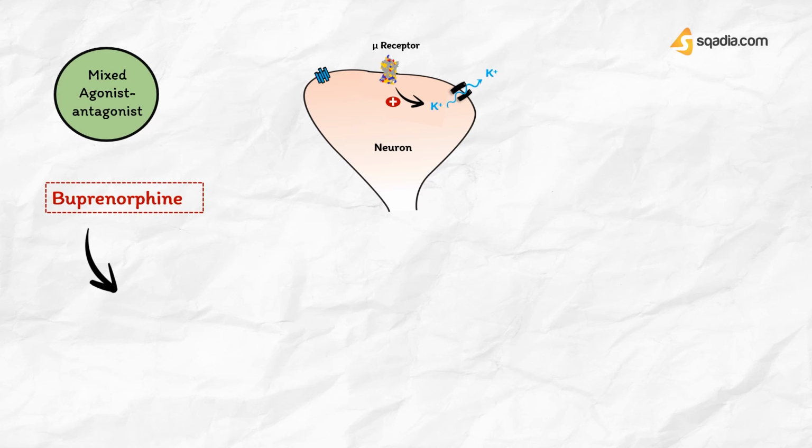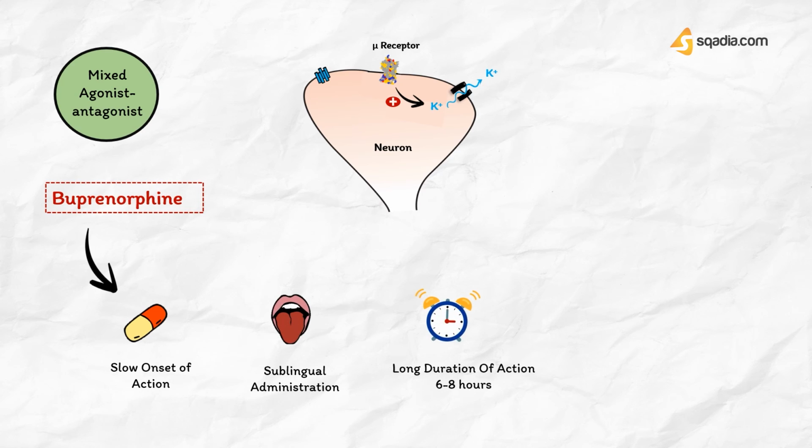Buprenorphine is a partial agonist at mu receptors. It has a slow onset of action, but is an effective analgesic following sublingual administration. It has a much longer duration of action, 6 to 8 hours, than morphine, but may cause prolonged vomiting. Respiratory depression is rare, but if it occurs, it is difficult to reverse with naloxone because buprenorphine dissociates very slowly from the receptors.